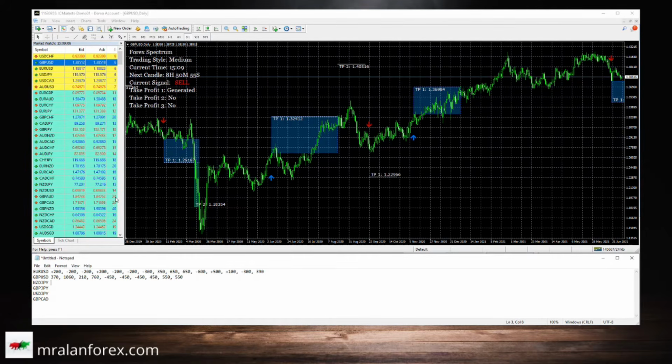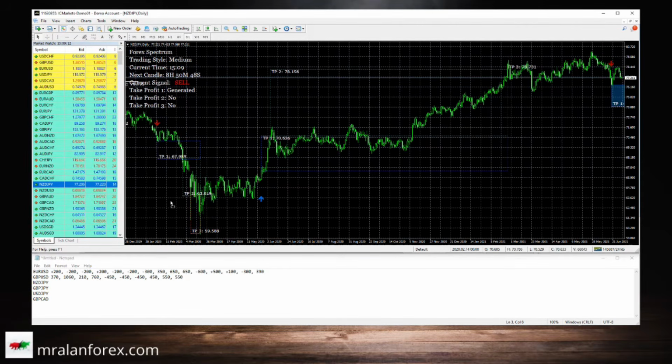Let's do the same for Kiwi Yen. It looks a little bit messed up. Let's move that along.